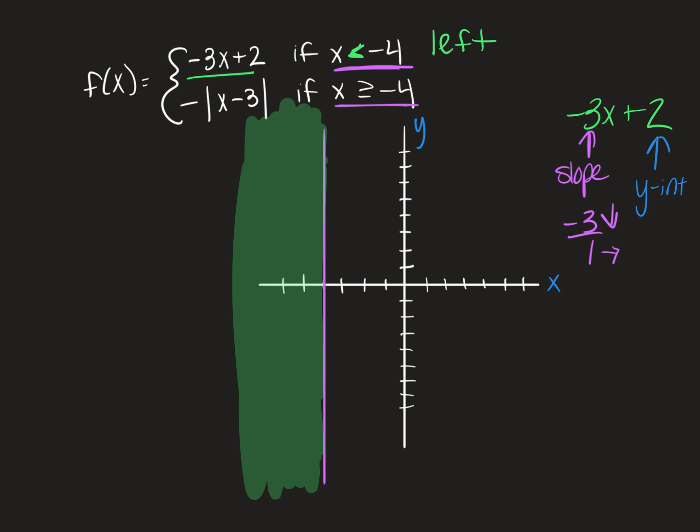For this one, it's also going to be very helpful to go up and left. You can do either one. You can go down and right or up and left for a negative slope. But first we plot our y-intercept, which is +2. Since I need it to go left, I'm going to go up 3 and left 1 and just keep doing that. So it's down and right, up and left, for negatives.